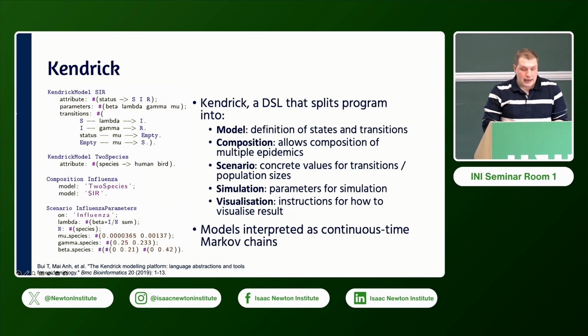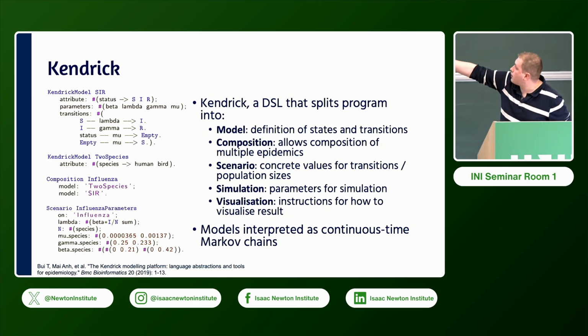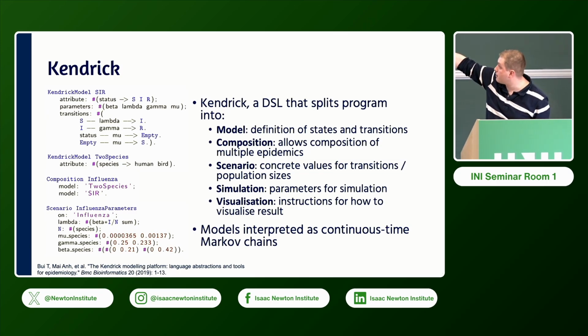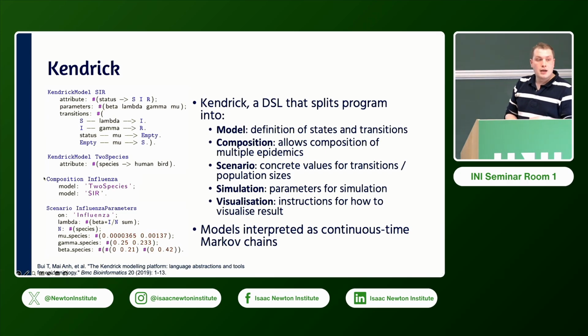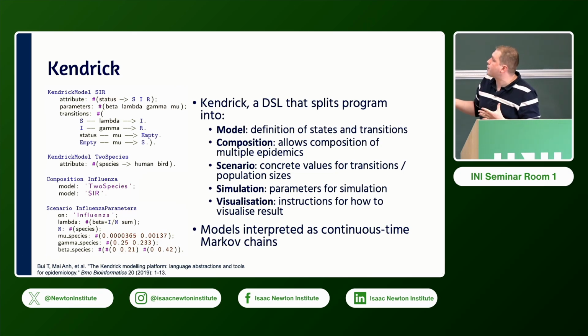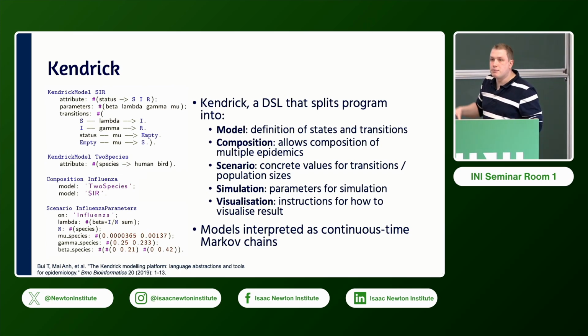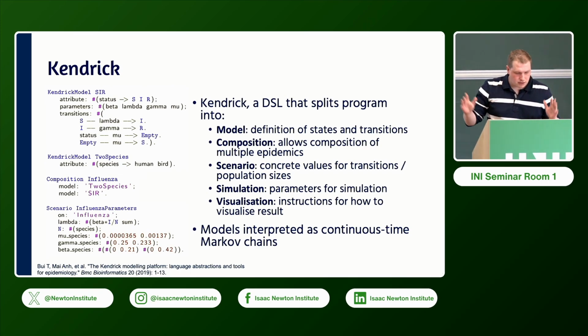Kendrick also allows a degree of composition. Here we've got two epidemics going on at the same time, a human epidemic and a bird epidemic. Via the composition clause, we can show that these two things are put together. Now, from this particular program, the semantics of the composition isn't necessarily clear to me, but it is in a paper, so you can read about it. It is well specified.